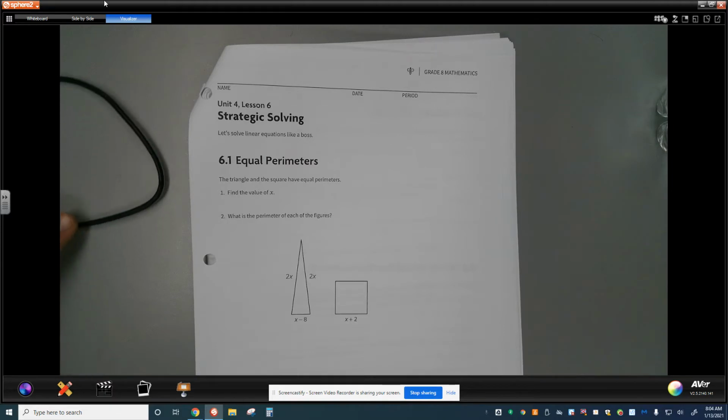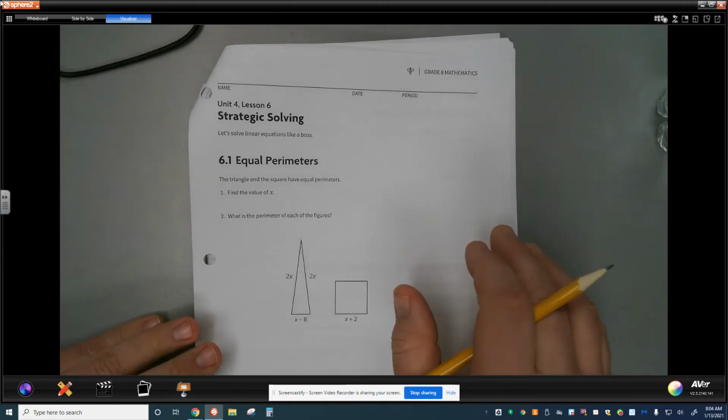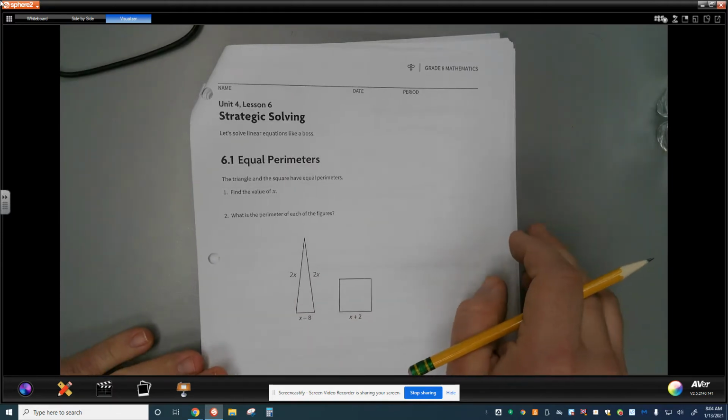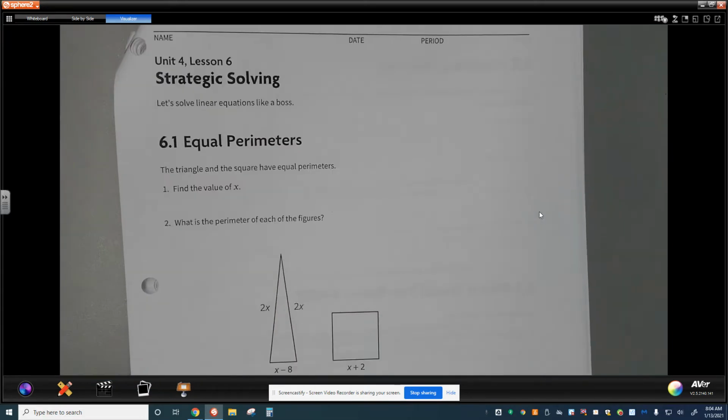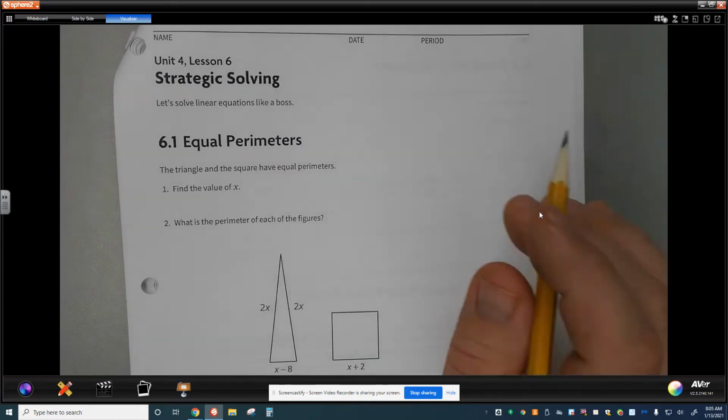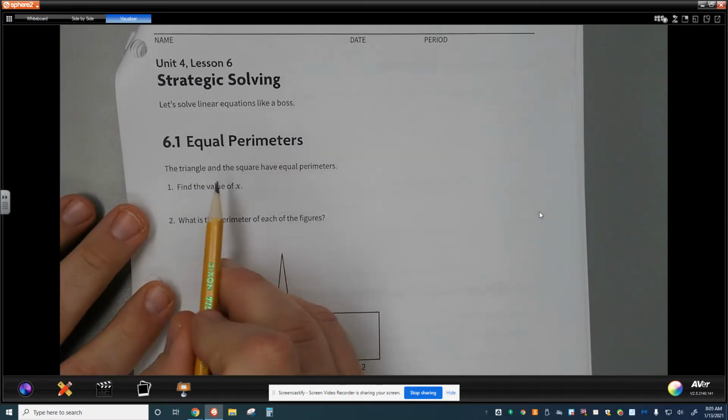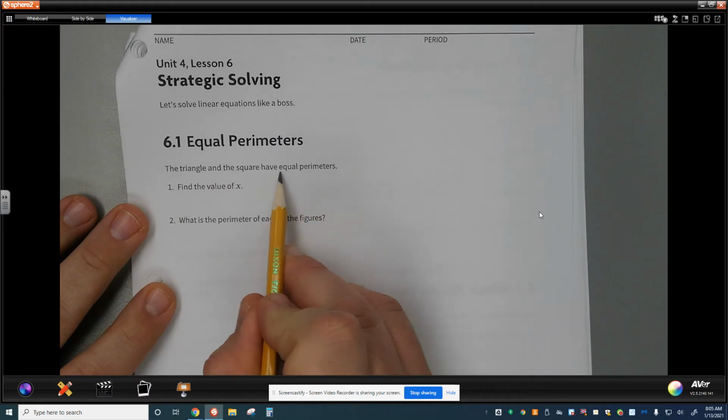What we're after with this first one is a situation where we have a little bit of geometry mixed in. The goal is to find the value of x, and then we also need to figure out the perimeter of each figure. So what we need to think about for a minute is that the triangle and the square have equal perimeters.